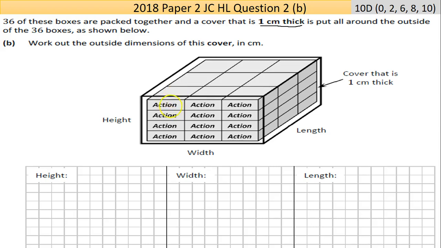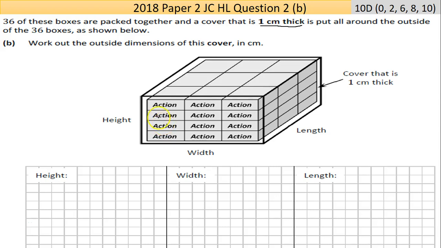Before we look at anything, let's just figure out what is going on. Again, you have your original thing from part A. You have 1, 2, 3, 4, 5, 6, 7, 8, 9 of them, and then you have a stack 4 high. So 4 by 9 is 36. You have those smaller boxes inside a larger box. The cover of that larger box is about a centimeter thick. So you've got a load of smaller boxes in a bigger box for shipping.